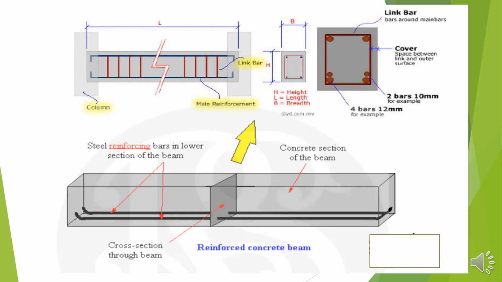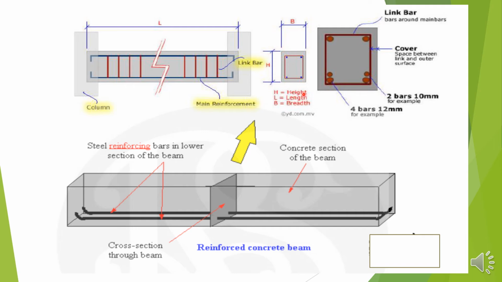This is a section of beams. This is a column. This is a beam where I cut a section. This is the total length. This I call a link bar, what you call stirrups. This is the main reinforcement.